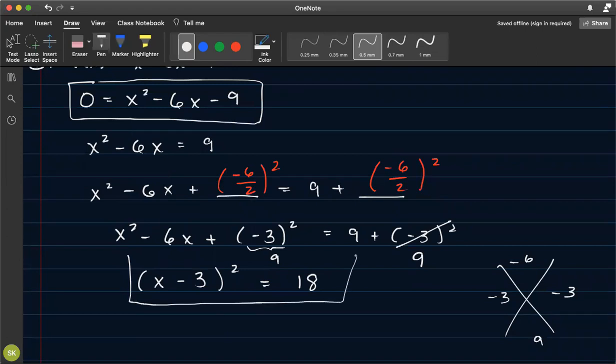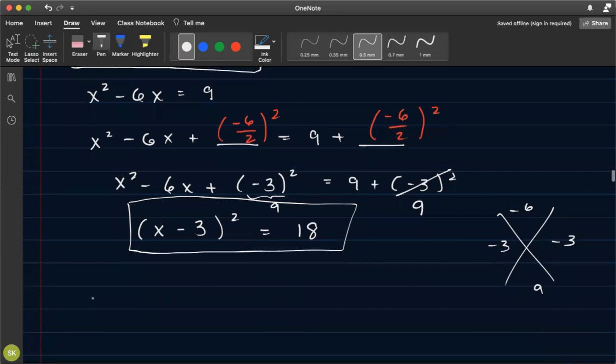So these are the same thing, but this side is a square is equal to a number. And now we can use that square root method. So the process from going from this one to this one is called completing the square.